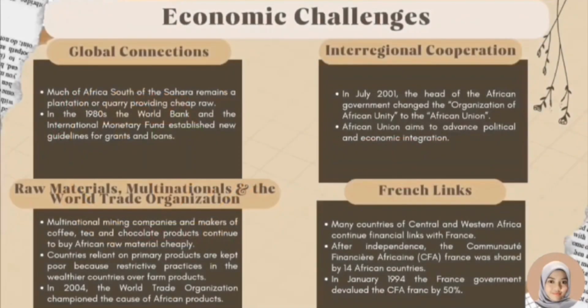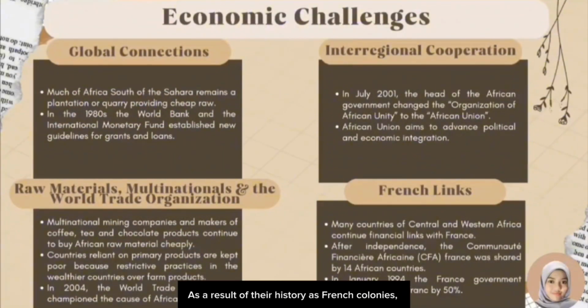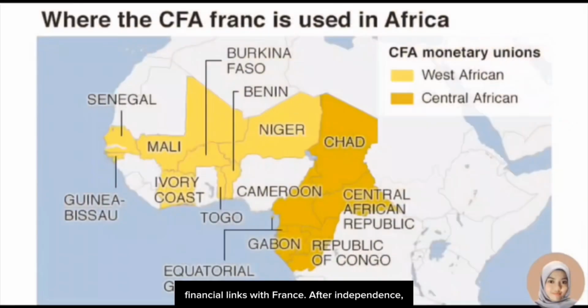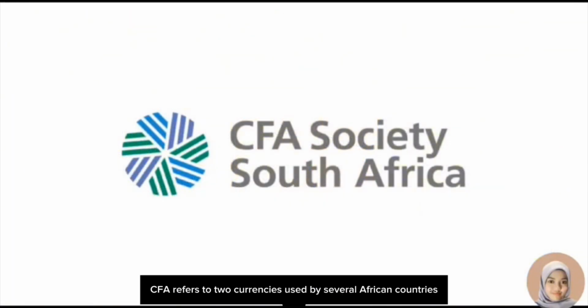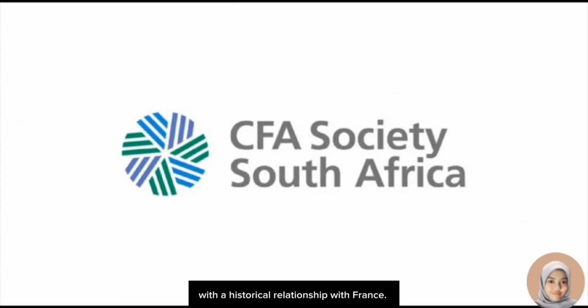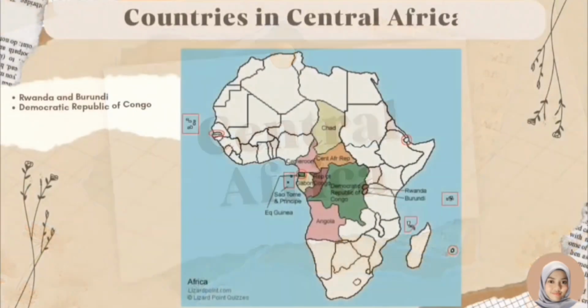zone across Africa. As a result of ties to the Western colonies, many countries in Central and West Africa continue to have financial links with France. After independence, the CFA was shared by 14 African countries. CFA refers to two currencies used by several African countries with a historical relationship with banks. The name was tied to the French franc and guaranteed by the Bank of France.